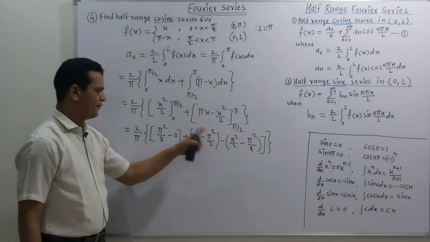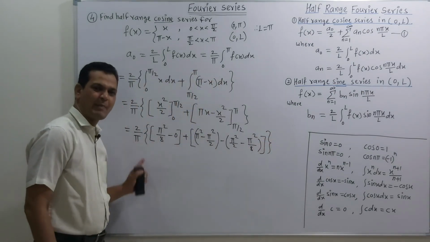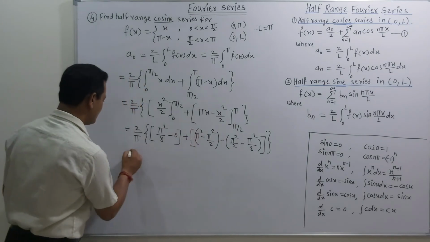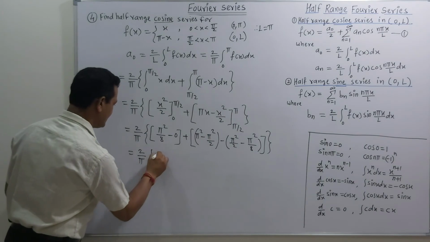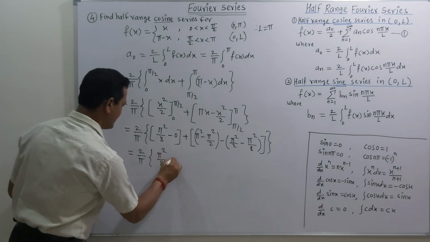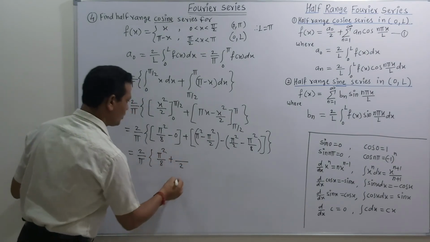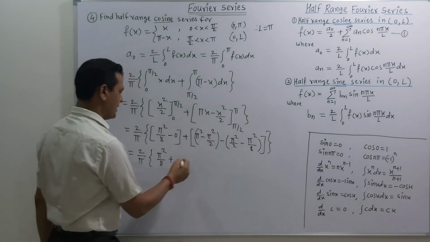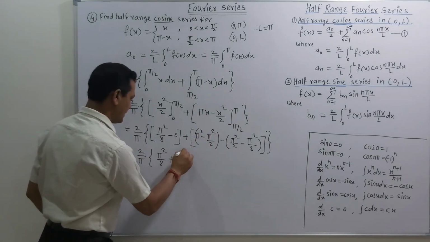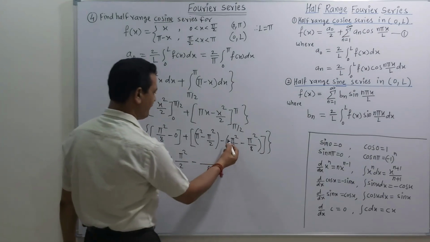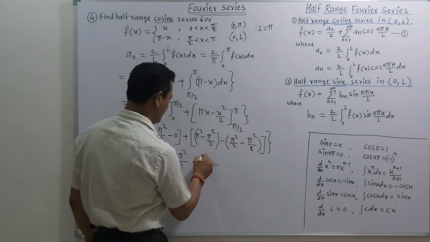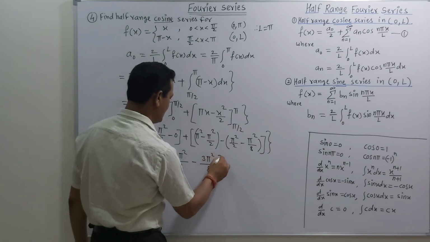Now after putting in the values of the upper limit and lower limit, just simplify this. We get 2 upon pi, then pi square upon 8 plus, taking 2 common, 2 pi square minus pi square. We get pi square, and again here 8. Then 4 pi square minus pi square, that means this is 3 pi square.